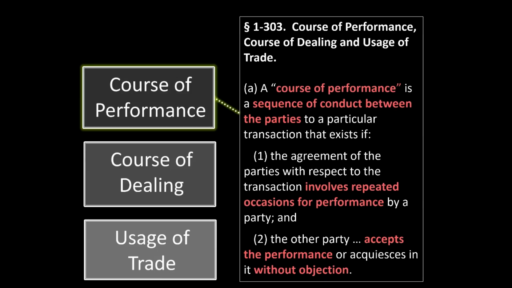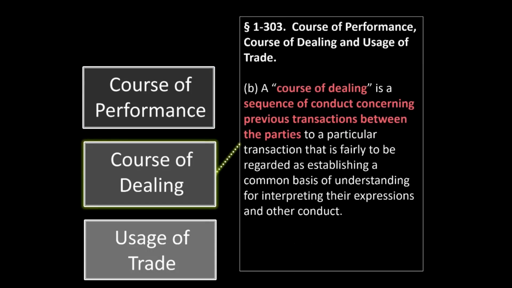The most common scenario under Article 2 contracts are ones that involve installment contracts, where the parties' contract contemplates that seller will deliver goods to the buyer in multiple installments or lots. Any pattern of conduct or interaction in performance of that contract by either the buyer or the seller can establish a course of performance for future installments. Next, let's look at course of dealings.